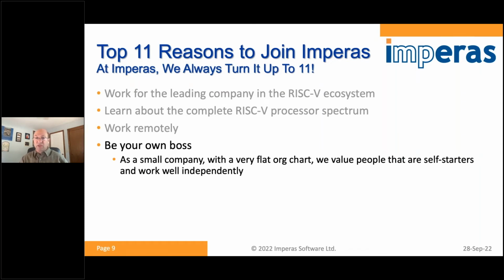You can be your own boss. We're a small company. We have a very flat organizational chart. We value people that are self-starters and work well independently.